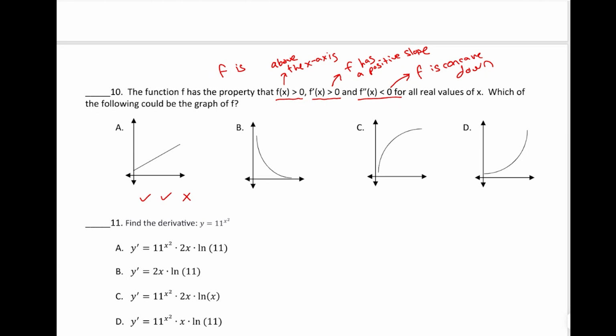Letter B, it's above the x-axis. Ooh, but it has a negative slope, and it's concave up. So yeah, this gets 2 x's. Definitely not going to be B.